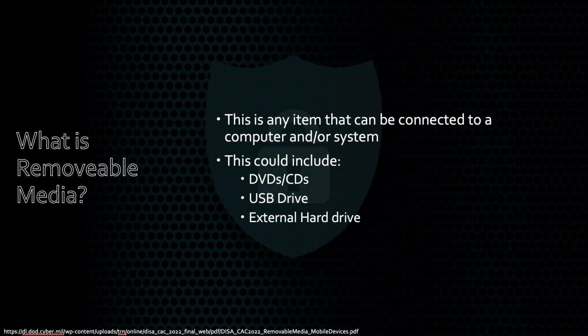Removable media is anything that can be connected to a computer and/or a system. So this can be things like DVDs, CDs, USB drives, external hard drives, SD cards, things along that nature. As you can see, there's a long list of these, and these are just a few examples, but it is any form of device that can be connected and can store things and execute things.